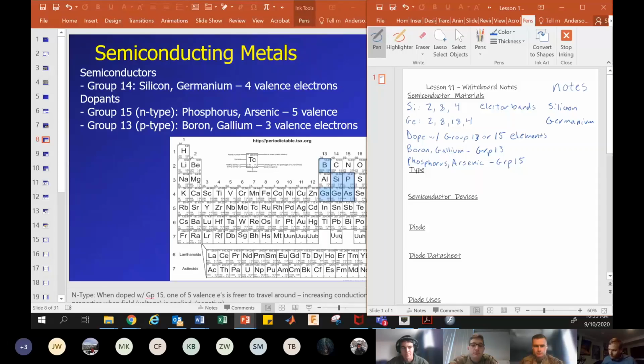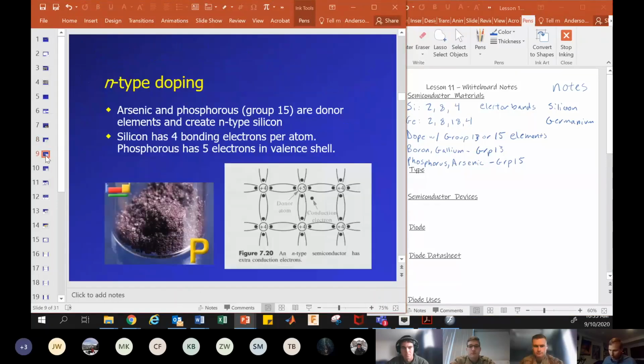Okay, so if we dope these with these other chemicals, we end up with free electrons that can travel around in the material. Here's an example of this. If we drew out the atomic structure, say this is silicon, and these are the valence electrons, there are 4 valence electrons. When we dope it with arsenic, it has 5 valence electrons. So there's 1 electron that's free to float in the lattice of the molecular structure.